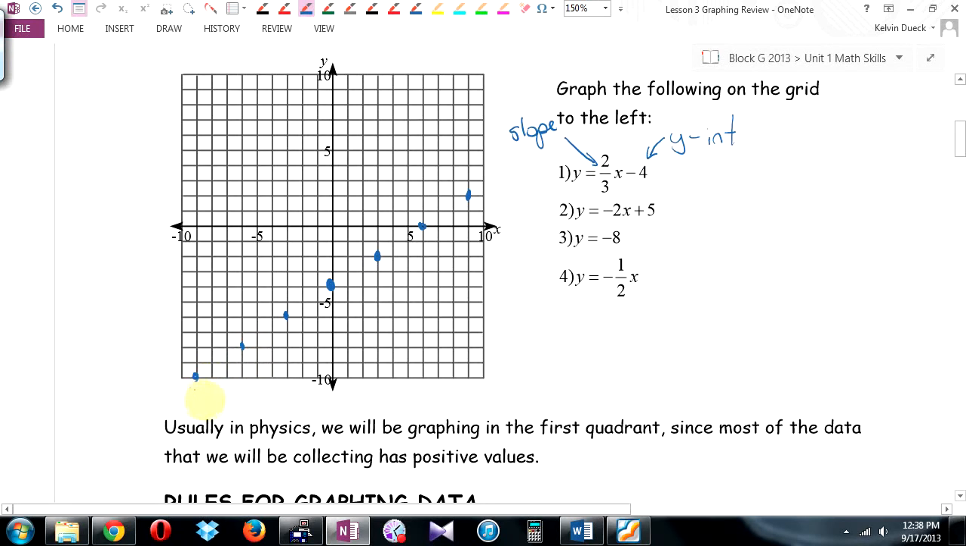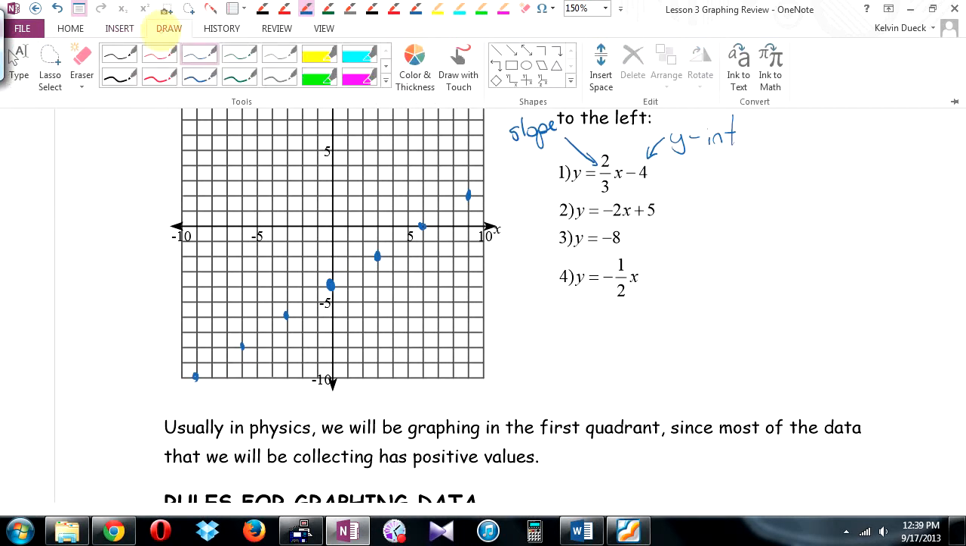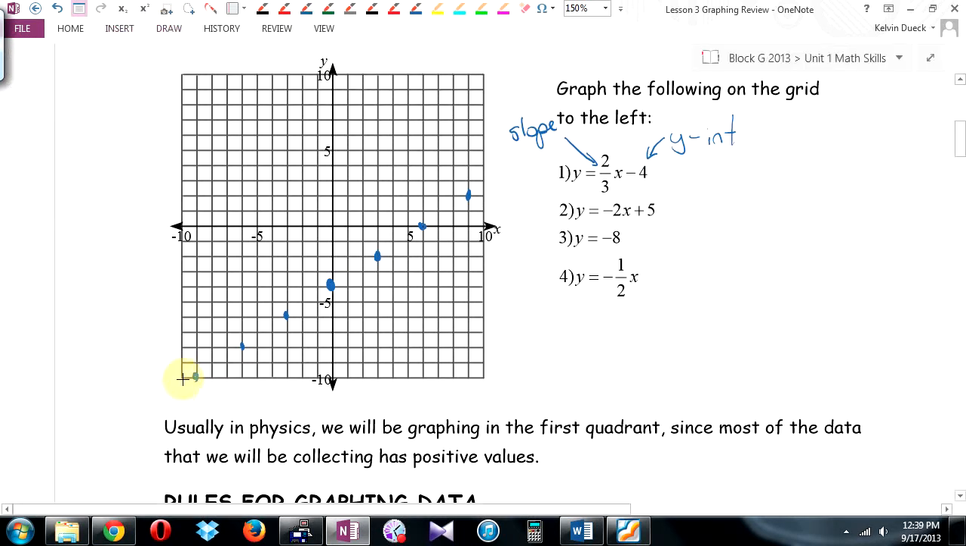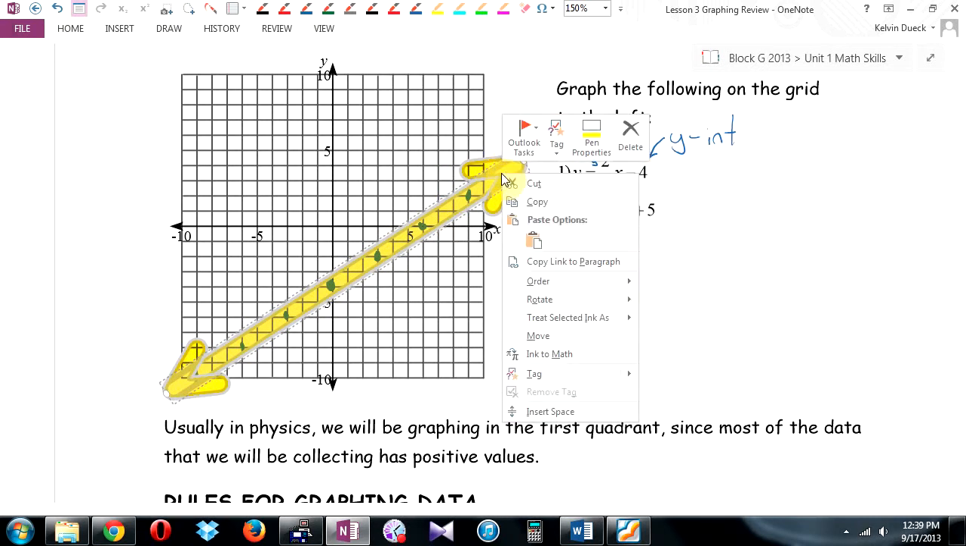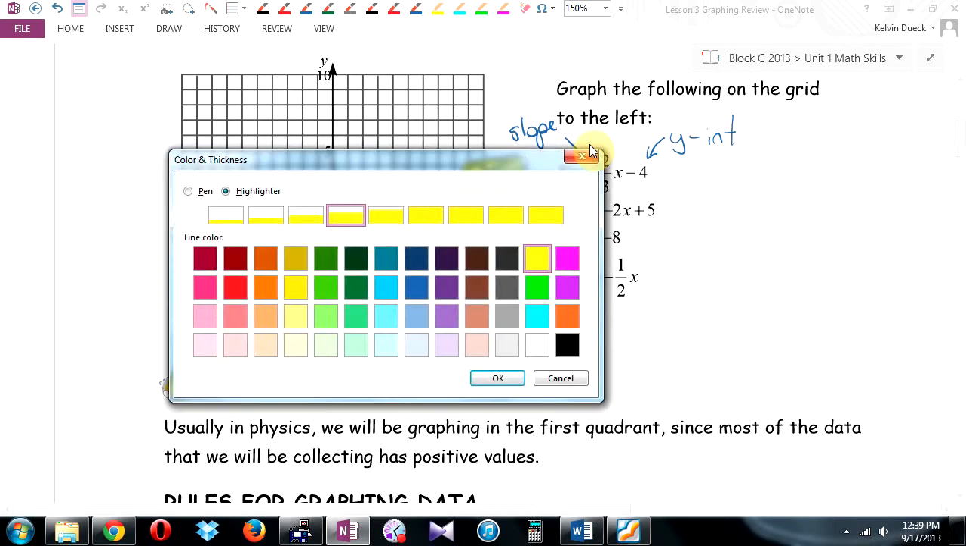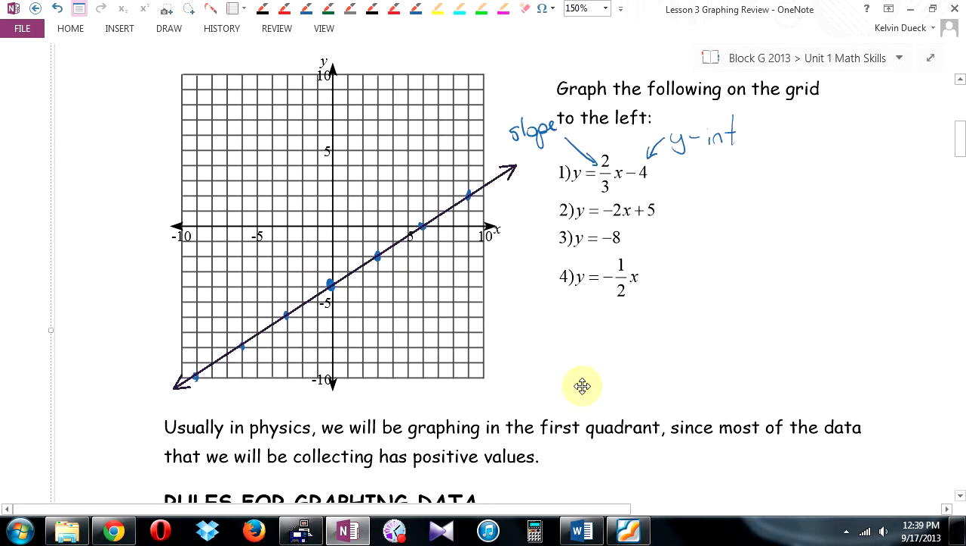You guys have rulers. I have a really tough time using a ruler on this tablet. I'm going to cheat. Where's my insert or draw? That's what I want. A line, connect the dots. Wow, that's not quite what I wanted. That's in a highlighter. I need to change the pen properties. Pen, let's go dark purple, a little thinner. Okay, that's better. There you go.